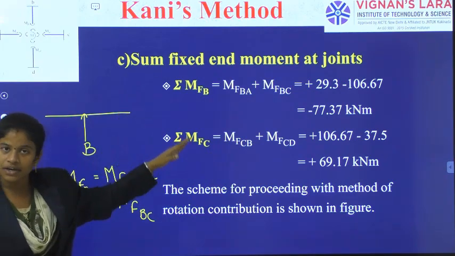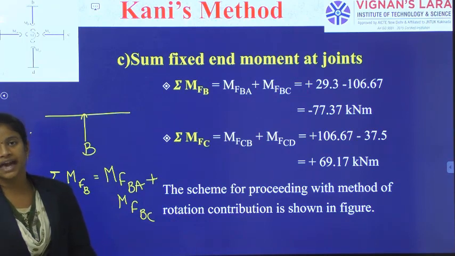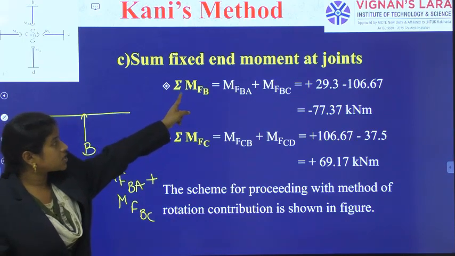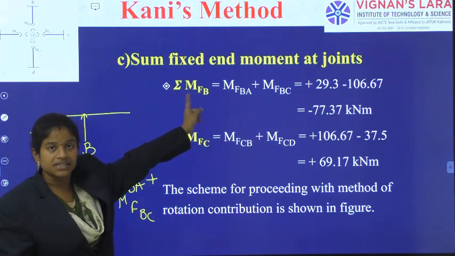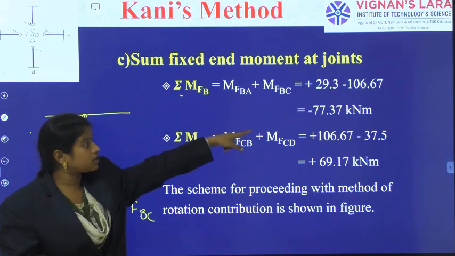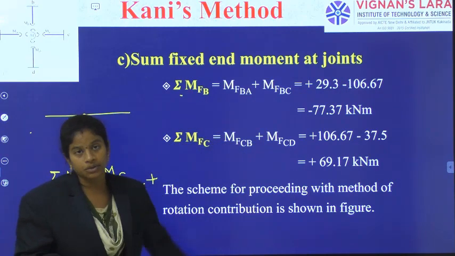So from the first step, I have to follow the condition of the continuous moment. Summation of the fixed end moments at the joint B: the sum of the fixed end moment at the joint B is equal to minus 77.37 kilonewton meter.